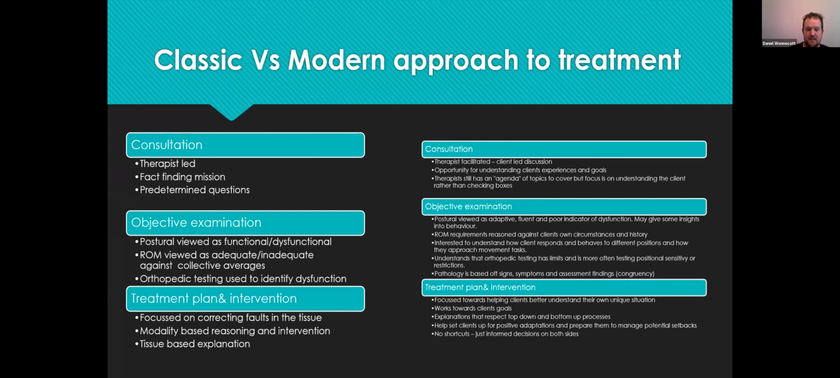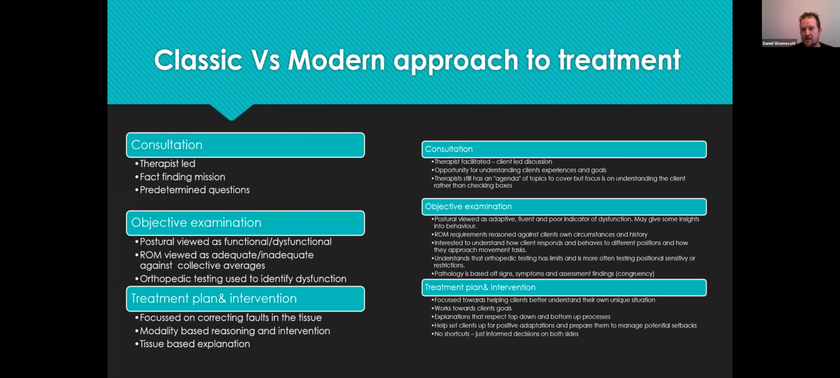Then orthopedic testing or special testing was put up very, very high on a pedestal in my training in particular. And that was to identify dysfunctions, pathologies, or problems. And then treatment plan and intervention was very much just looking at finding faults in the tissue or their position. Then you picked a modality that targeted that particular tissue or that problem. And the explanation followed that same blend.